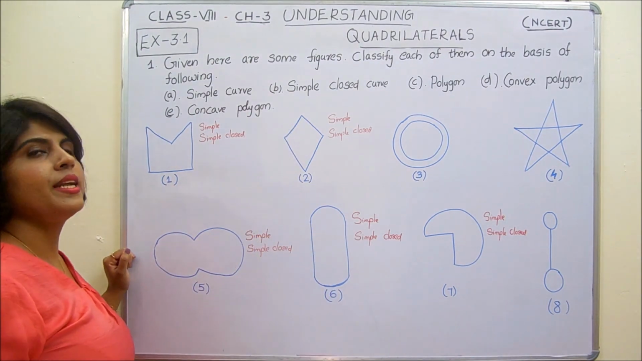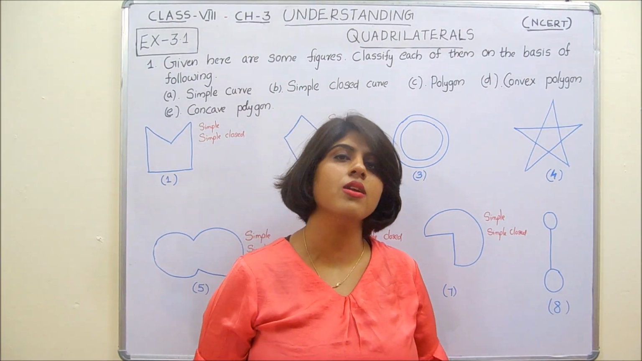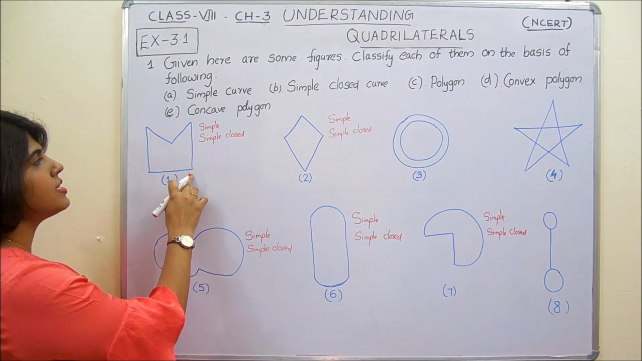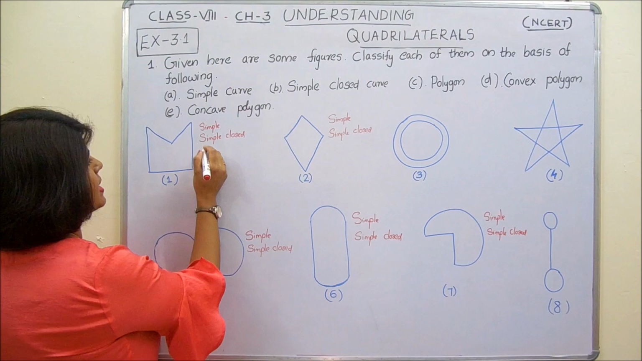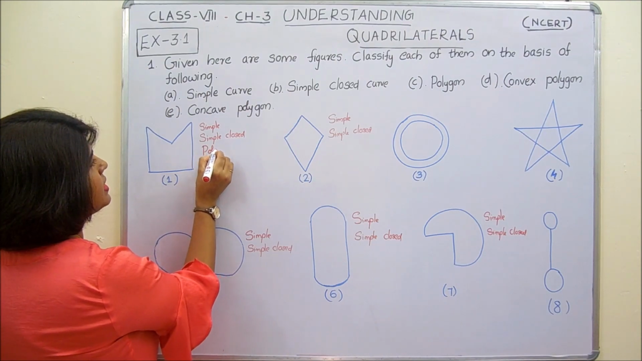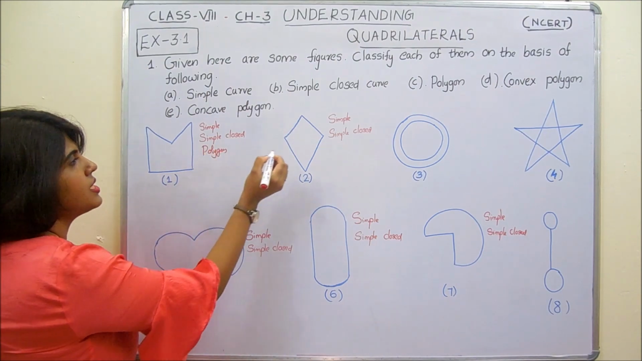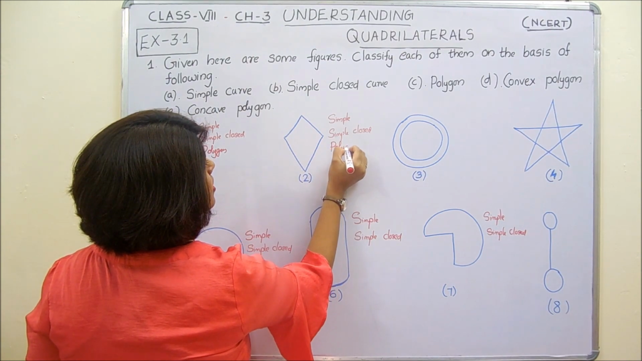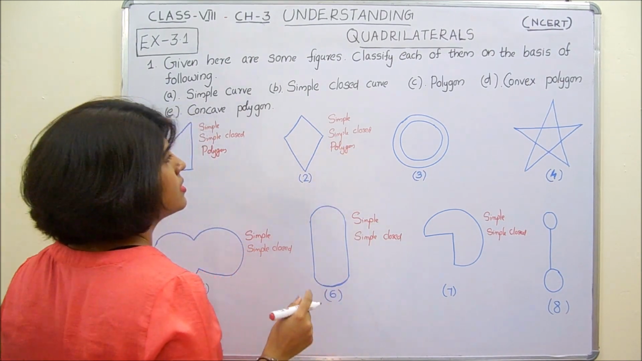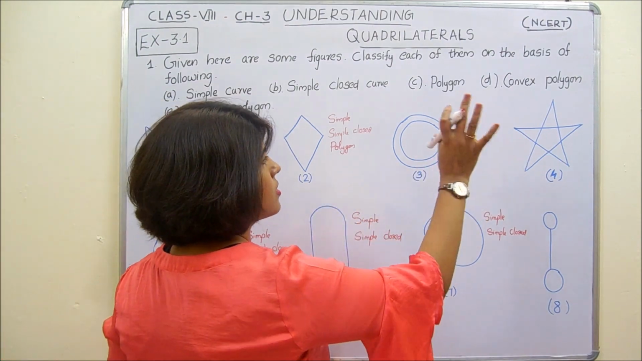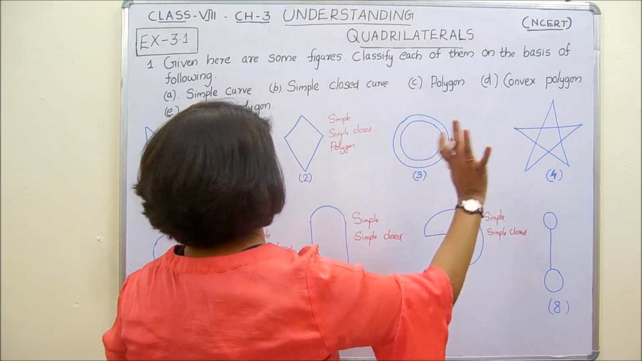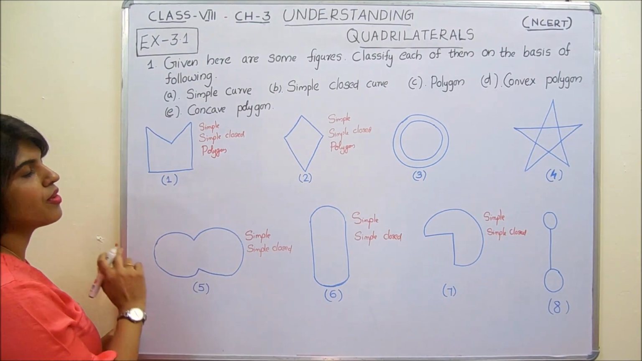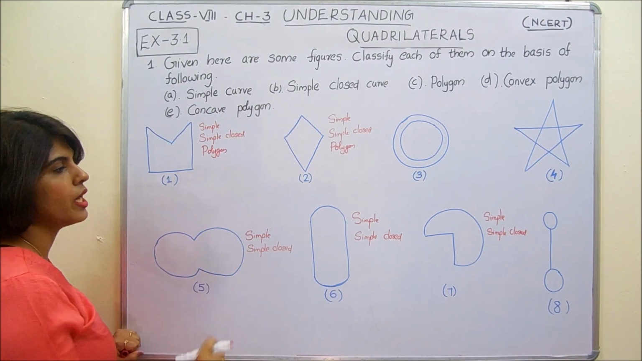Okay. Then polygon. Polygons are the simple closed curves which are made up of line segments, right? So here this is a polygon because it is made up of line segments. This is also a polygon which is made up of line segments. This is not a simple closed curve, so we don't want to check it. And what about this? This is not made up of line segments, so this is not a polygon.